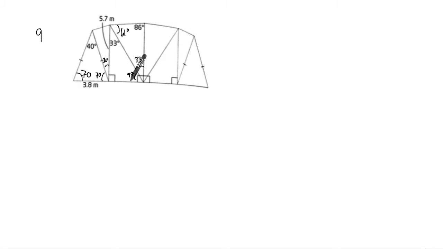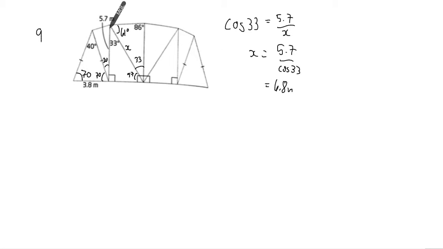First let's solve for this bottom one, this inside stuff. Let's use cosine law, or just cosine specifically. Cosine of 33 degrees, this one in here, is equal to adjacent, which is the 5.7, over the hypotenuse, which is this long one here, which we'll call x. Therefore x is equal to 5.7 divided by cosine of 33, which equals 6.8 meters. So we have that one here.